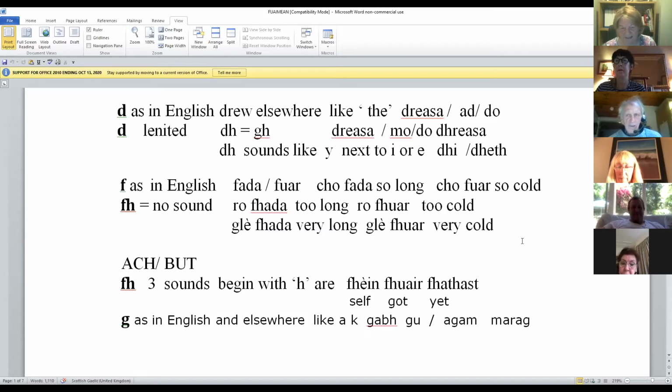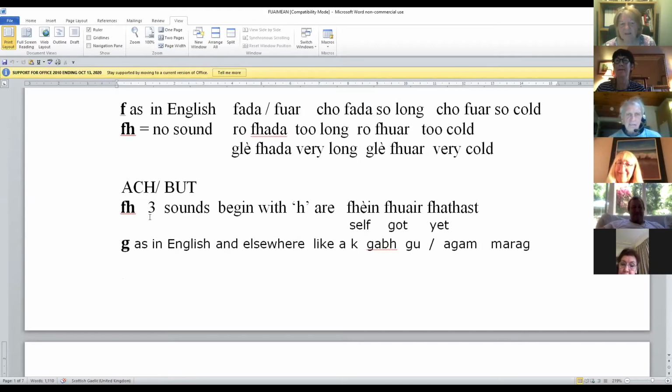But this is Gaelic. So ach. There are three words still with FH, but the sounds start with the letter H. And that's hain, huer, hast. Hain means myself, self. Huer, I got something, huer me. And then hast is yet. Again, that th is not sounded, okay? Ha ist, you'd think it'd be just an A. Again, ha ist. Your A to the U sound.